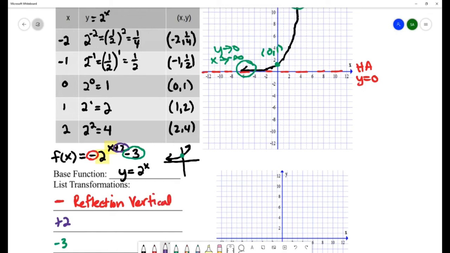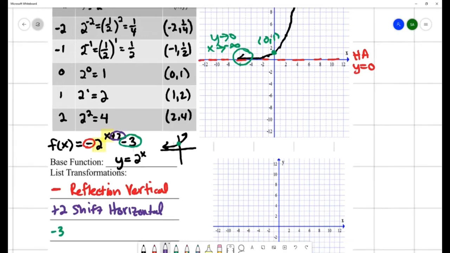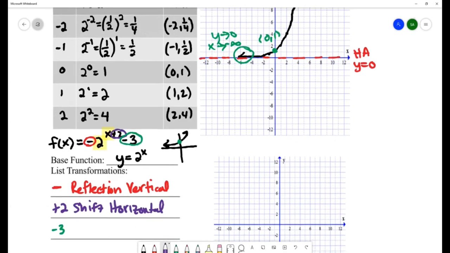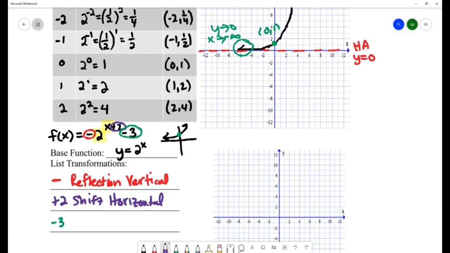This plus 2 is in the category of a shift. It's going to shift, and there are a few subcategories of shifts. You can have horizontal and vertical shifts. That plus 2 is inside the exponent, making it a horizontal shift. And there are two types of horizontal shifts. You can shift left or you can shift right. Because we have a plus 2, that means it's going to shift to the left 2. If we had a minus 2, it would shift to the right 2.